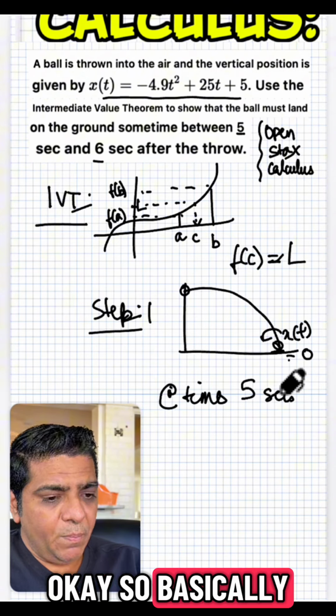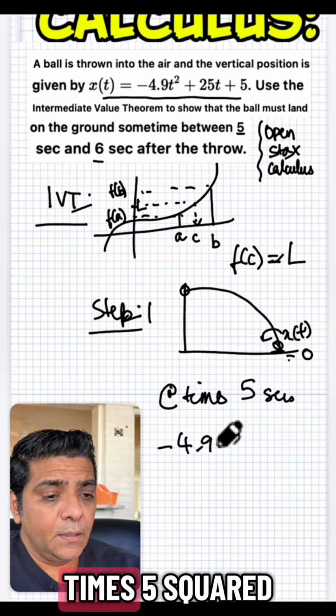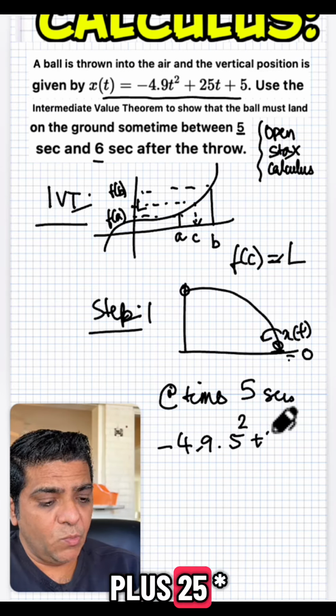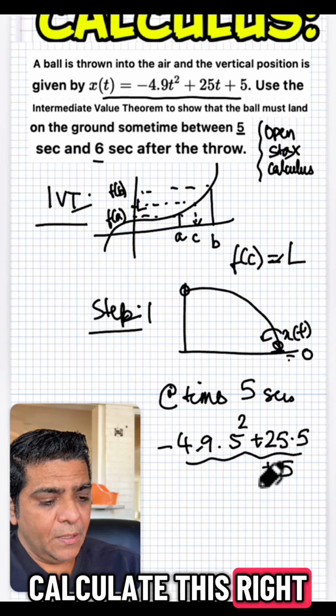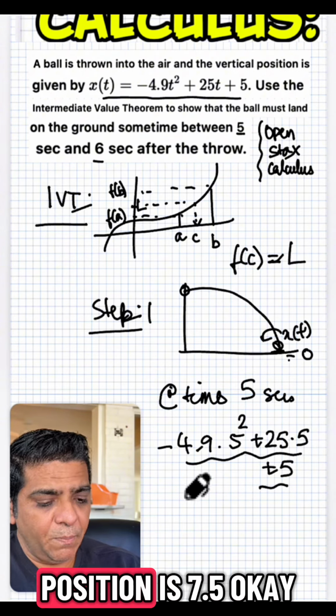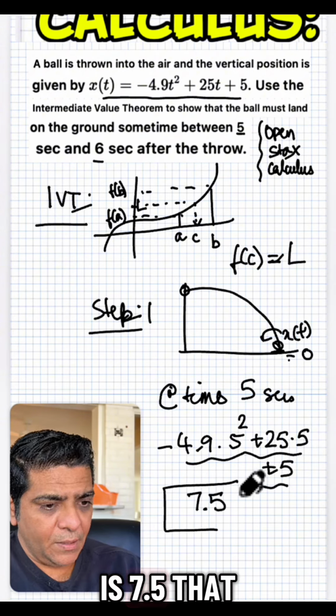First step, we're going to substitute into our function at time 5 seconds. So basically just substitute 5: negative 4.9 times 5 squared plus 25 times 5 plus 5. When you calculate this at time 5 seconds, we see the position is 7.5. That is the position.